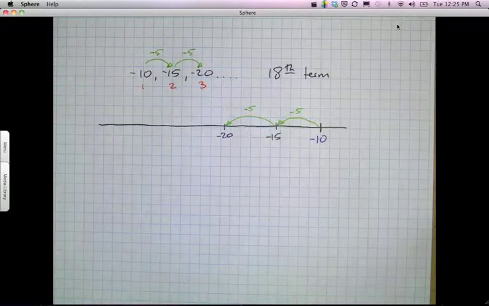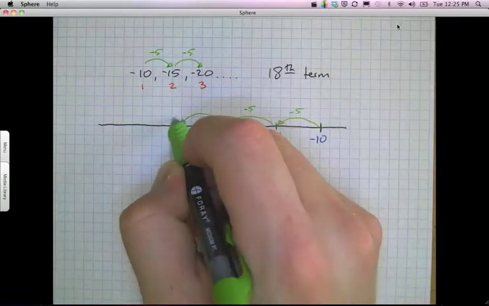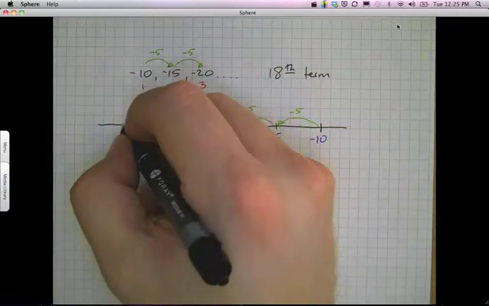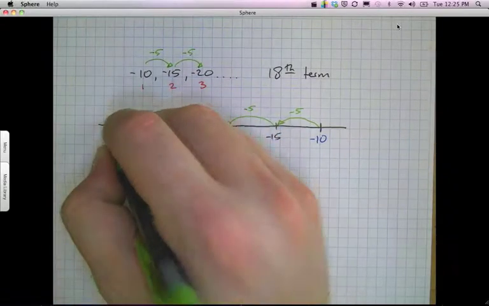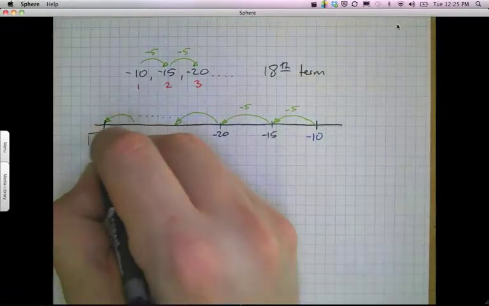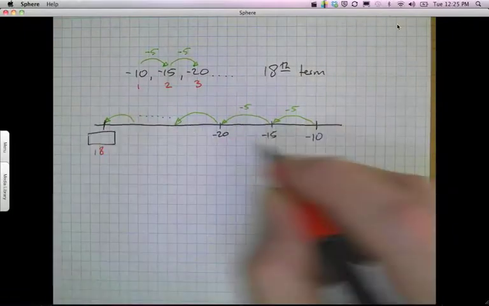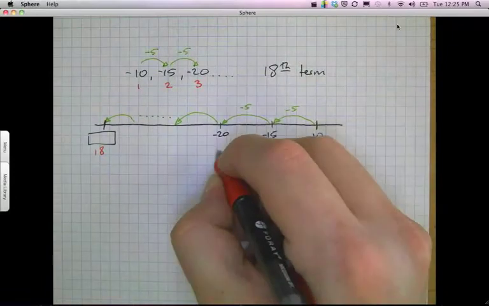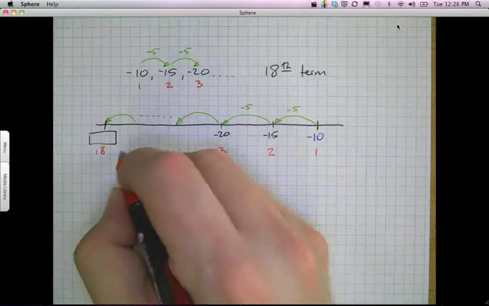And this is going to continue going. It's going to happen a bunch more times until finally at the end of the road, you're going to jump that last time, and you're going to end up at some number that we don't know yet. So I'm going to put a little box there and leave it blank. And that will be our 18th term. I'm going to start numbering all the different terms here. I'll call this my first term, this one my second term, this one my third term, and they'll keep going at some rate and eventually end up at 18.